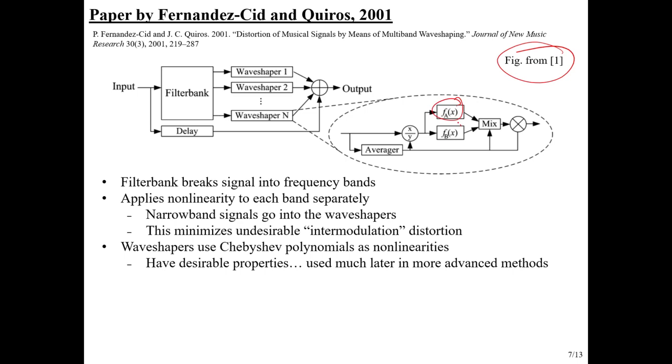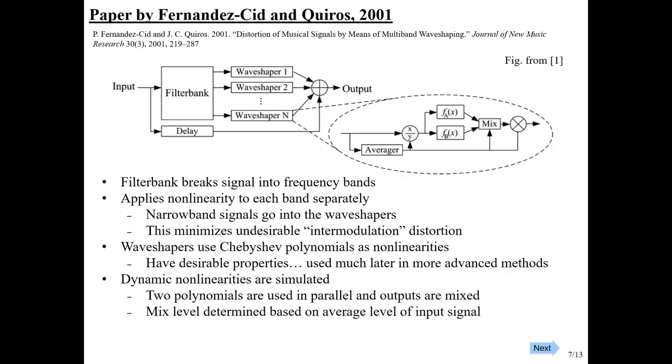What these nonlinear functions are. So unlike the ones that we saw before, which just look like weird polynomials coming out of nowhere, they propose using something called Chebyshev polynomials. They're very famous and used in a lot of different applications, and they've got some nice properties, but that's what they're proposing to use here. Why? Not quite sure. And then the two polynomials are used in parallel, like we see here.